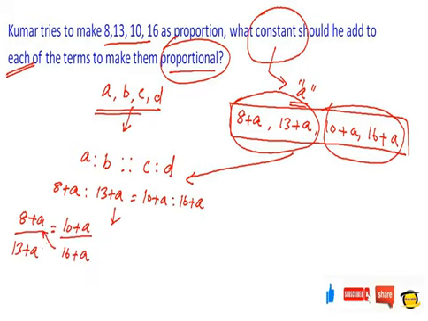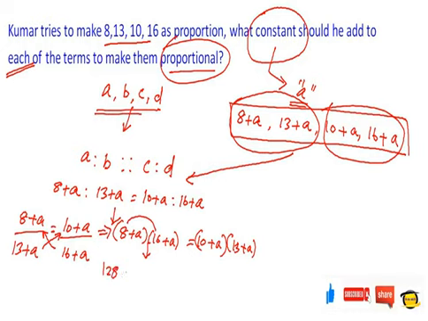Now let's try cross multiplying and solve them. So what's going to happen? 8 plus A times 16 plus A is equivalent to 10 plus A times 13 plus A, right? Now expand it just using the normal expansion method. So 8 16s are 128 plus 8A plus 16A plus A square, and that is equivalent to 130 plus 10A plus 13A plus A square, right?